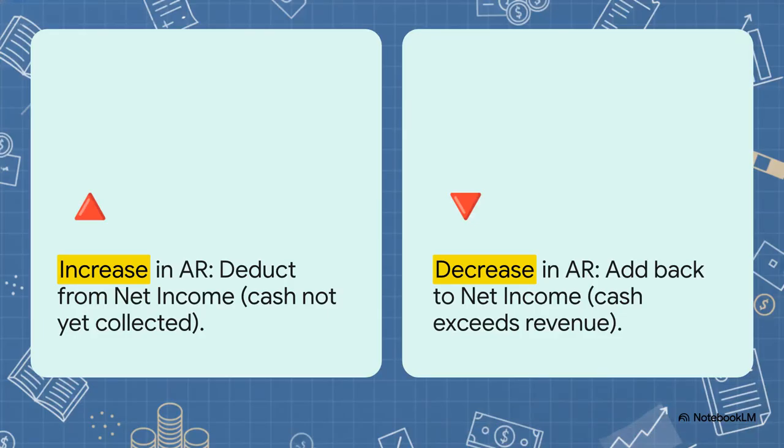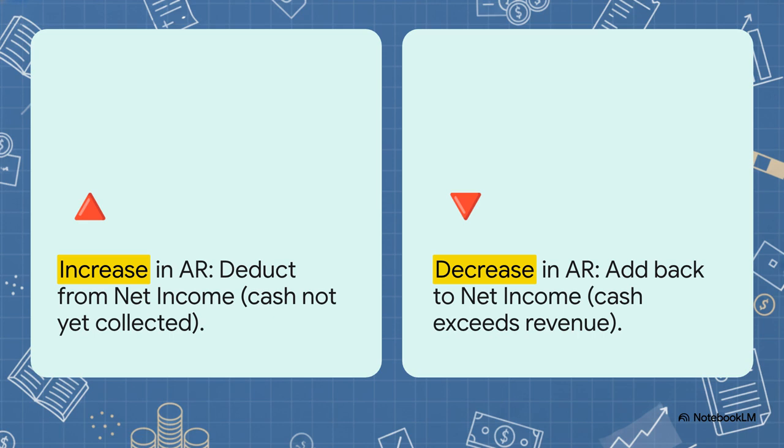Next up, the cash flow statement. Specifically, we're looking at the indirect method here. Under this method, the change in accounts receivable is a working capital adjustment within your operating activities. And honestly, this brilliantly illustrates the whole logic of cash flows. Think about it. An increase in AR must be deducted from net income. Why? Because you recognize the revenue, but you haven't actually collected the cash yet.